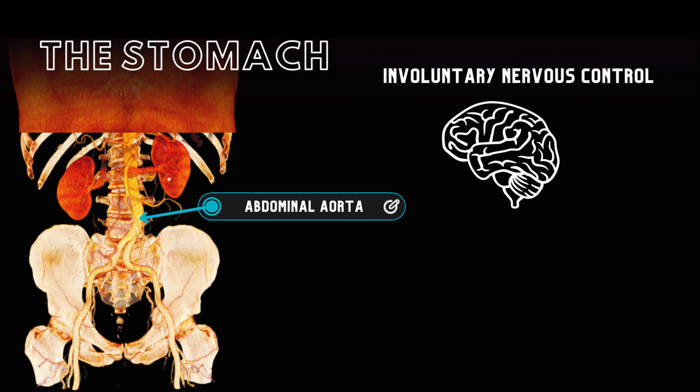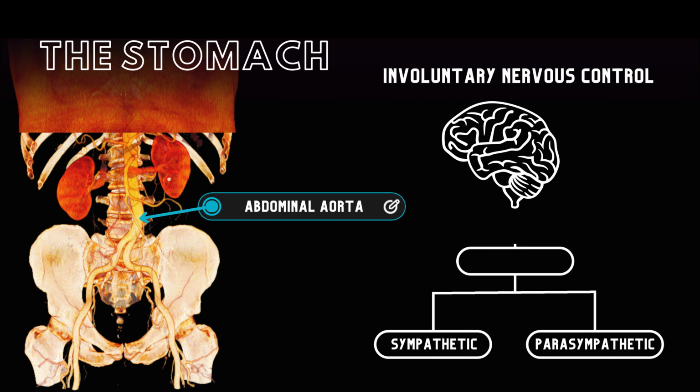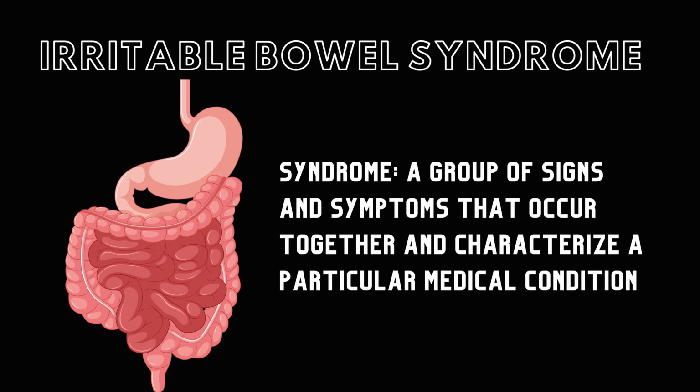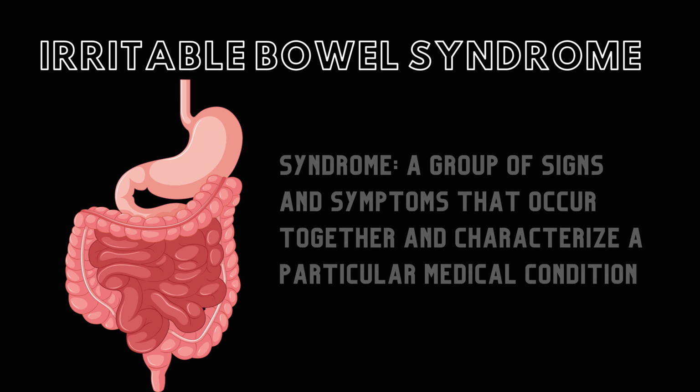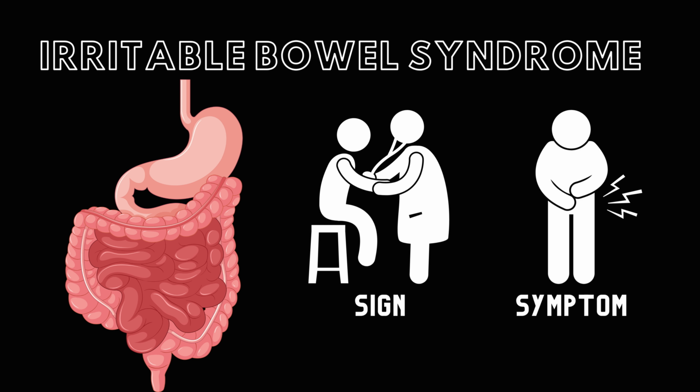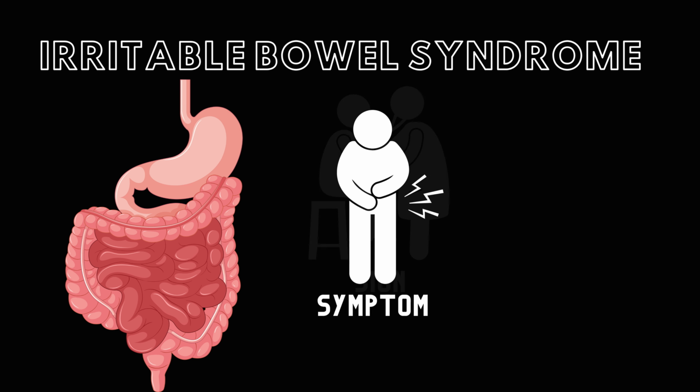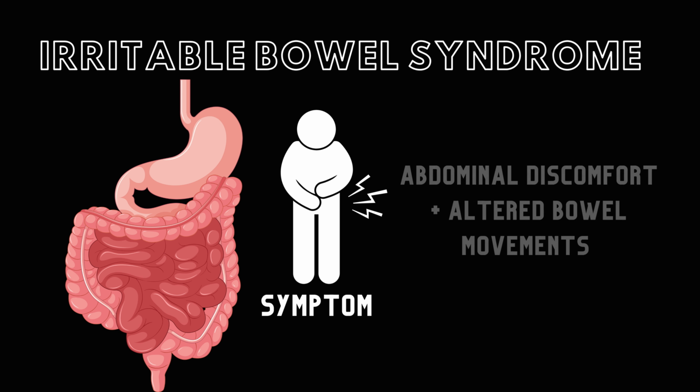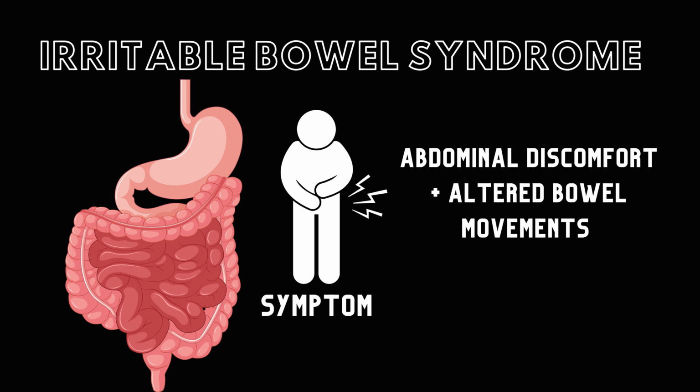The stomach receives blood from the abdominal aorta and is controlled involuntarily by the sympathetic and parasympathetic branches of the autonomic nervous system. Irritable bowel syndrome affects both the stomach and the intestines. Syndrome means a group of signs and symptoms that occur together and characterize a particular medical condition. A sign is a medical abnormality observed by a physician, while a symptom is experienced and explained by the patient. The most common symptom of IBS is abdominal discomfort in combination with altered bowel movements.